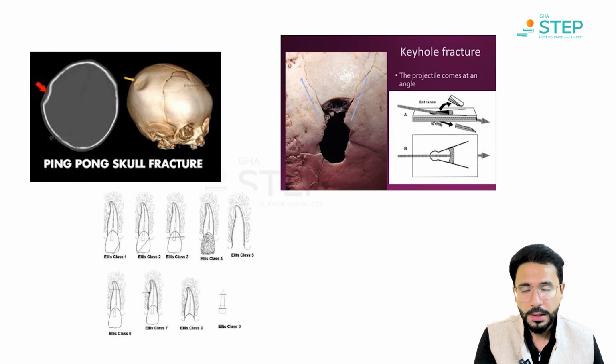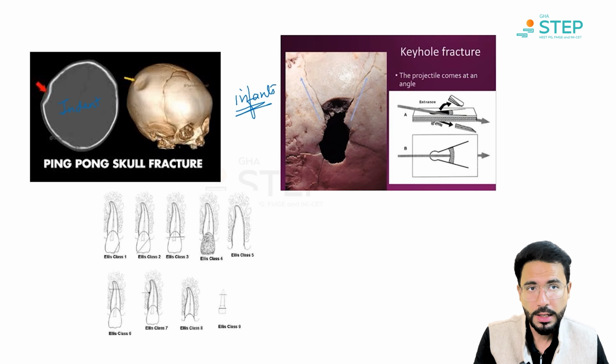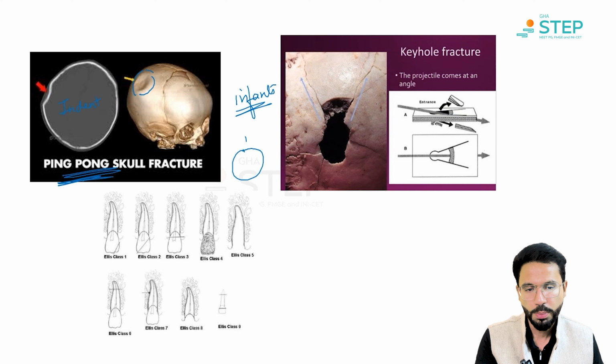What is a pond fracture? If we have to talk about it, a pond fracture is an indenting type of fracture in infants. So the infant skull is very soft. So whenever some blunt force hits the infant's skull, the indent, which looks like a pond, is called a pond fracture, also known as a ping pong skull fracture. So like the ping pong ball, like the table tennis ball, it is very soft. So once you press it, it will cause this pond to appear. So that is why it is called a ping pong fracture or a pond fracture.